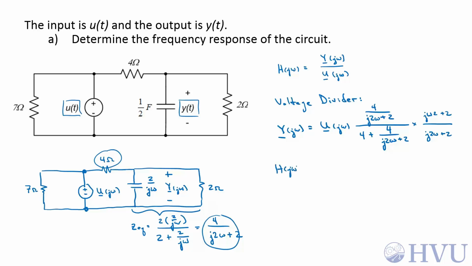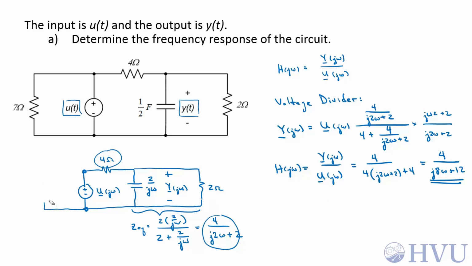and then dividing out U(jω), so H(jω) is Y(jω) over U(jω). And if I do this multiplication, this becomes 4 over 4 times (j2ω plus 2) plus 4, which, if I simplify it down, becomes 4 over j8ω plus 12. When I do a frequency response, there's no reason not to check this result at low and high frequencies.